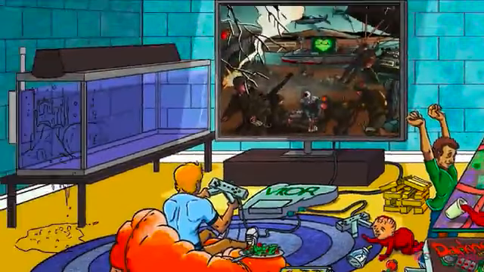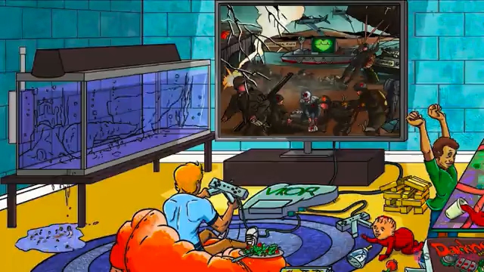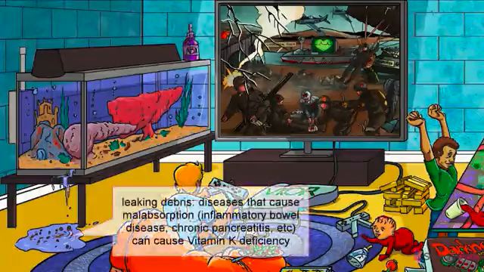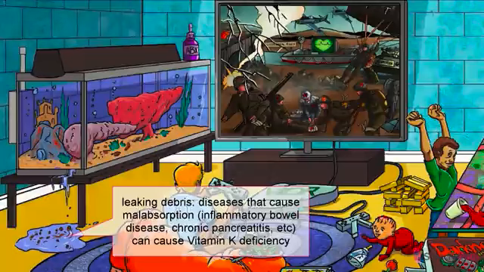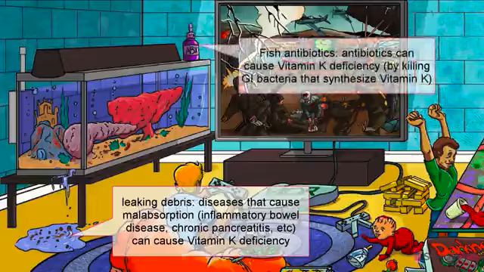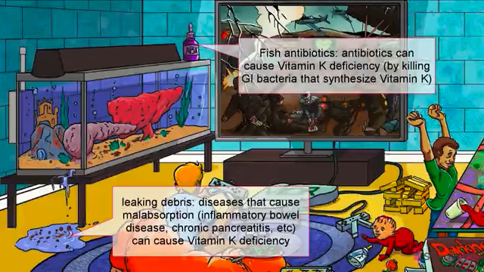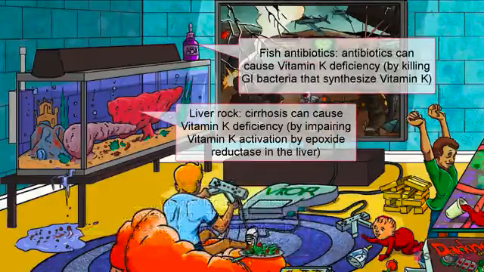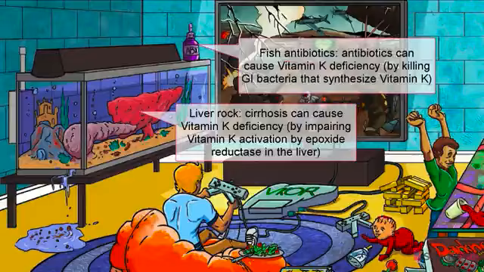Vitamin K deficiency is much less common in adults, but when it happens, it's usually secondary to another process. Diseases such as chronic pancreatitis and inflammatory bowel disease cause malabsorption, which can lead to low levels of vitamin K. Antibiotics also kill the helpful bacteria in our gut and can cause a transient vitamin K deficiency. Chronic alcoholism and cirrhosis also impair vitamin K activation by epoxide reductase in the liver, in addition to disrupting the synthesis of the coagulation factors themselves.